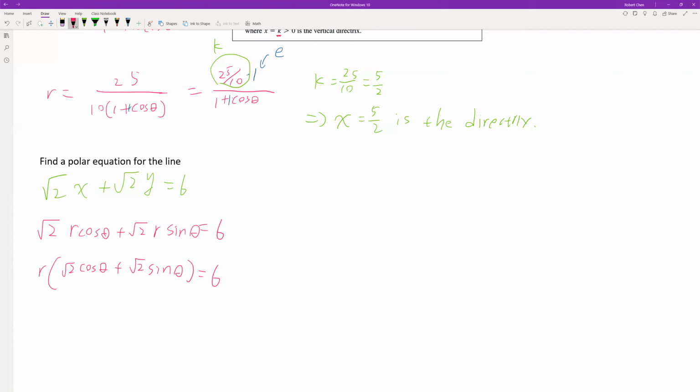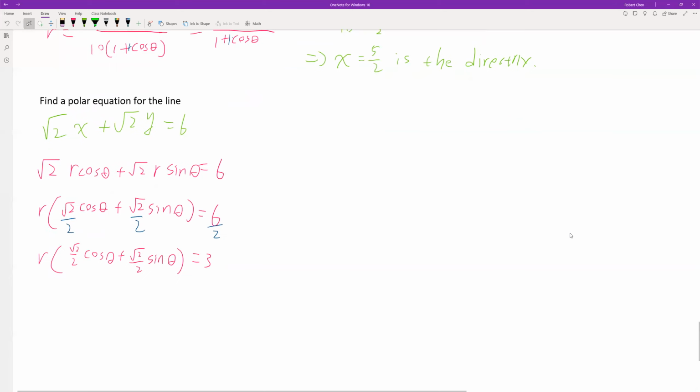Okay, and what we're going to do here is a little tricky. What I'm going to do is divide by 2, like that. And we have r times rad 2 over 2 cosine theta plus rad 2 over 2 sine theta, which is equal to 3. And the reason why we're doing this is because we can represent rad 2 over 2 as cosine pi over 4 and sine pi over 4, like this.